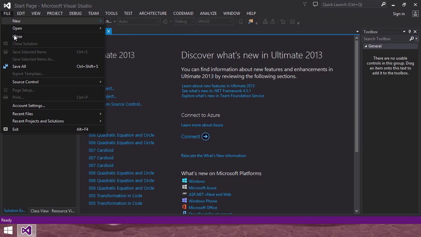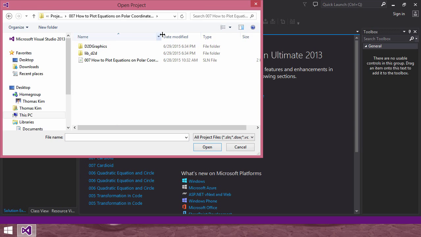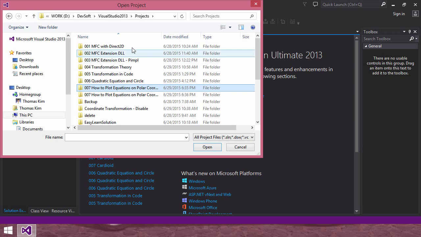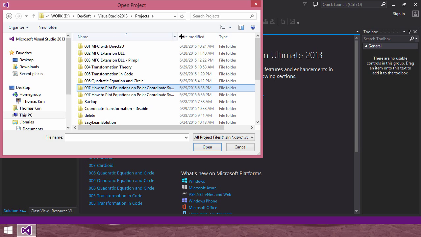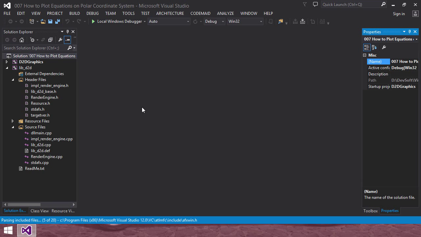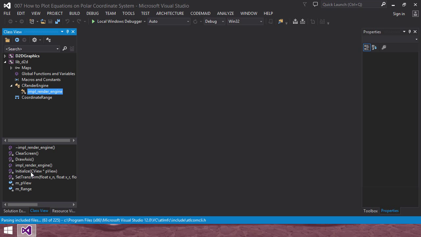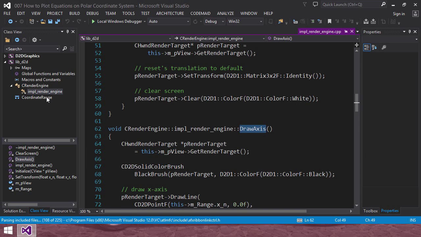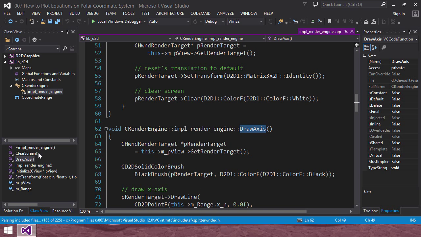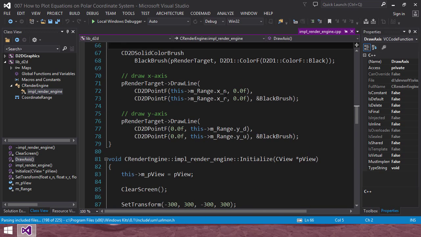Open project and open project 7. Sorry, I copied it from previous sessions. Okay, follow with me. In the previous session, I made some very simple mistake in the draw axis function. The draw axis function has some flaws, so I will fix it here.